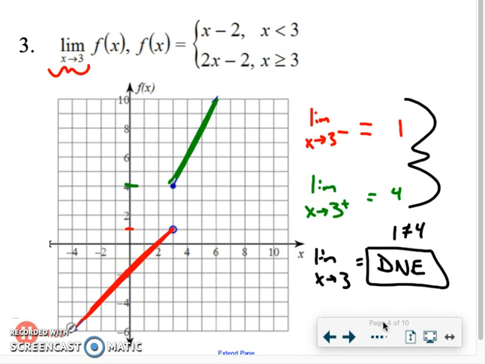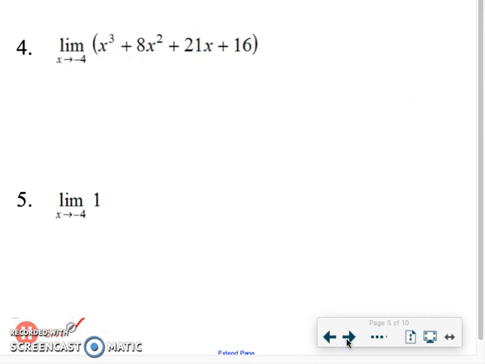Specifically, again, if it does not say, like here in number 3, that we're coming from specifically the less than or from the greater than side, we're just coming for the entire limit. That shows that we have to have convergence onto that same point, that same value. Okay, so on to a problem like number 4.